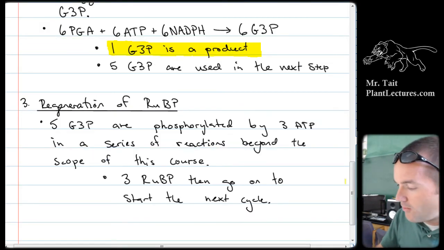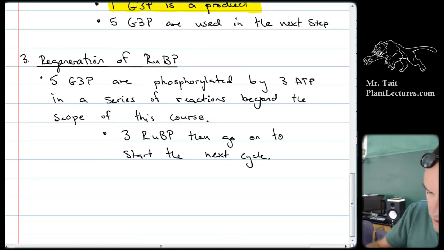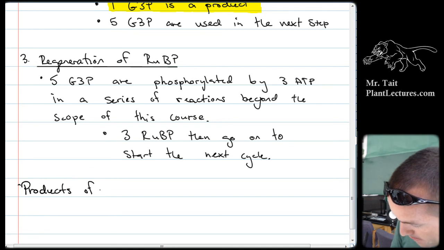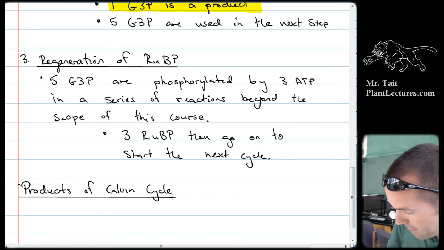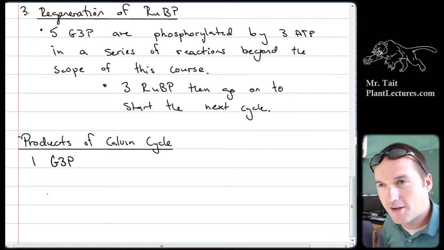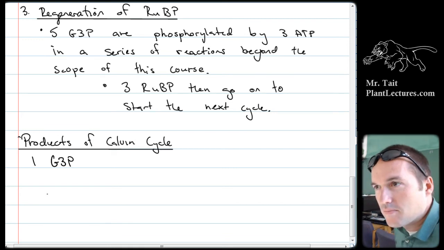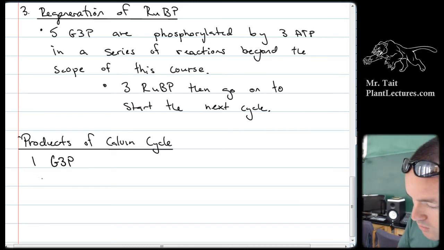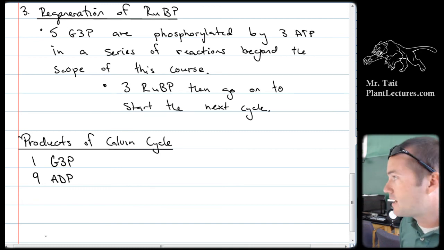Okay? Now, if one G3P is a product, let's do our total products of the Calvin cycle. One G3P. Now, it's also important to note that we have some other products here. What are the other products that we didn't talk about? Yeah, I saw ADP on there. ADP, yeah. So we used 9 ATP, so that means we're going to make 9 ADP.